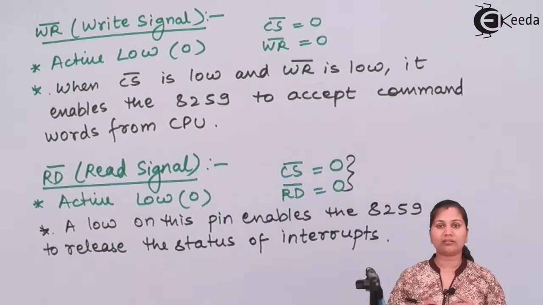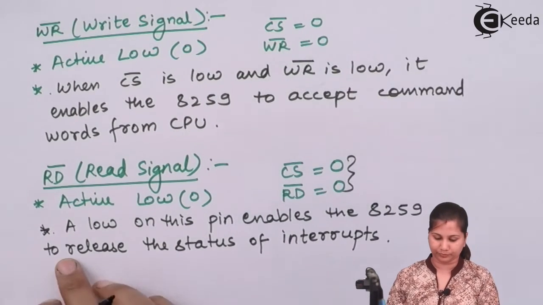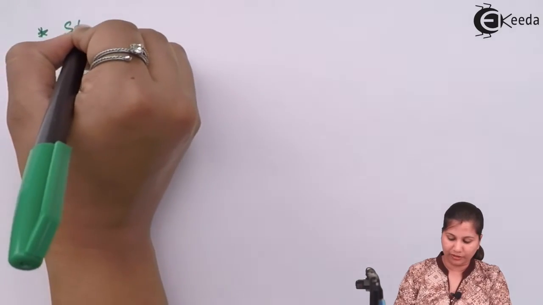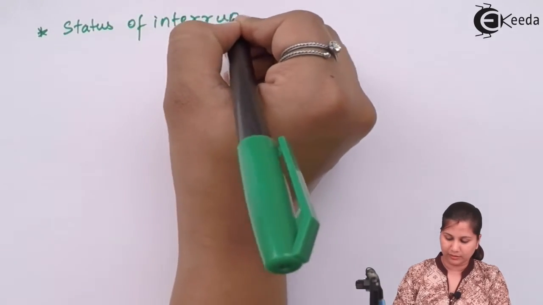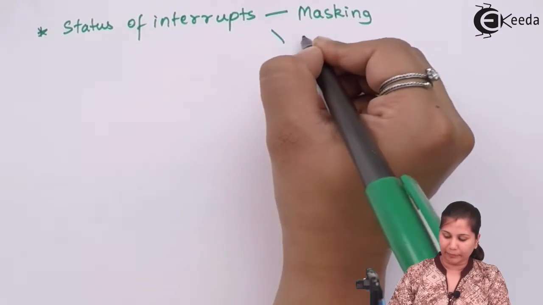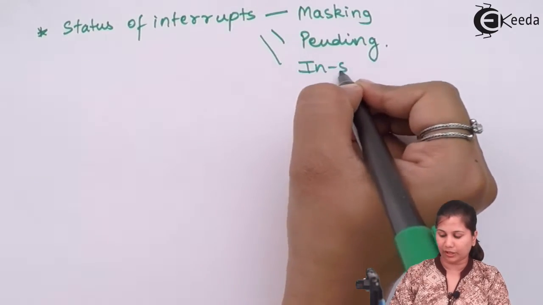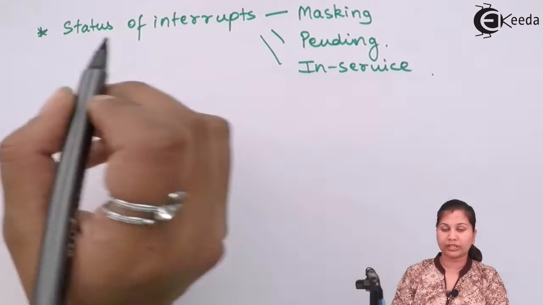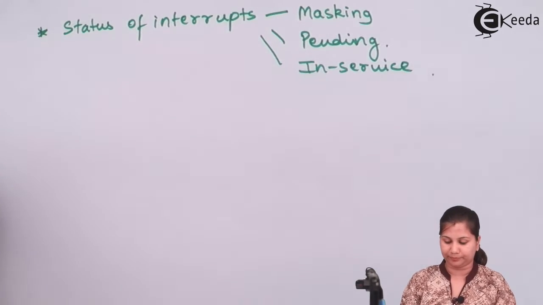So the 8259 releases the status of the interrupts when this read signal is low. So status of interrupts, we can say masking interrupts, pending interrupts, and in service interrupts. So in the status of interrupts, all this information will be read by the microprocessor.